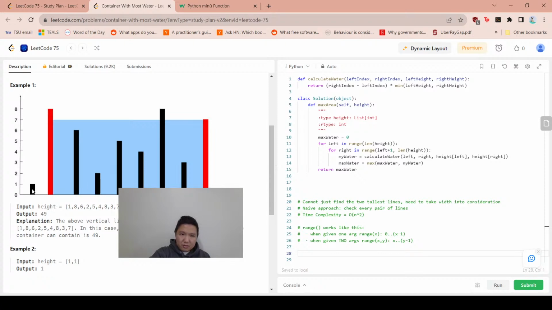So his best... wow. I should not have picked medium today. Now I'm stumped. Let's see. His best pair would be this one because it's the furthest away.